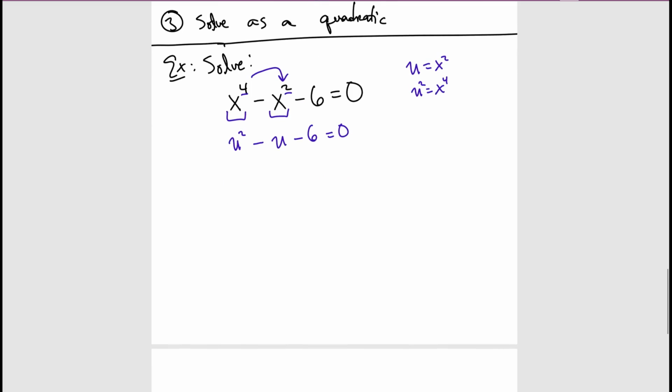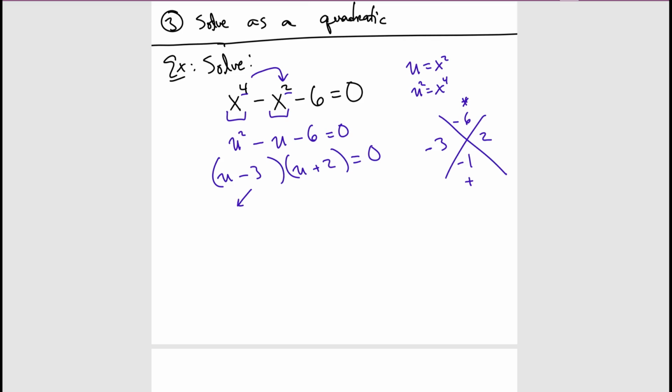Okay, one thing that you can do, you can factor or use the quadratic formula, whatever you like. I think factoring here would actually work. Two numbers that multiply to get negative 6 and also add up to get negative 1. In this case, it's going to be 3 and 2, and this one should be negative. So it's going to be u minus 3, u plus 2. Now we're going to solve it by setting both of them equal to 0. u minus 3 is equal to 0, u plus 2 equals 0. So u equals 3 and u equals negative 2.